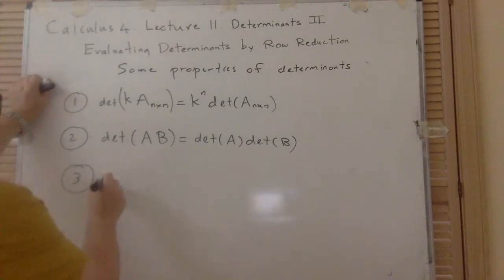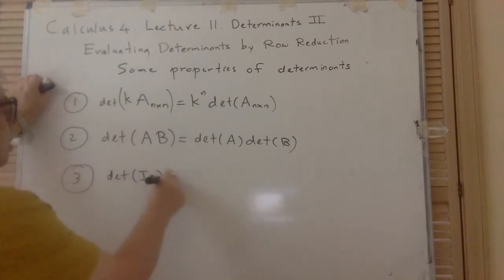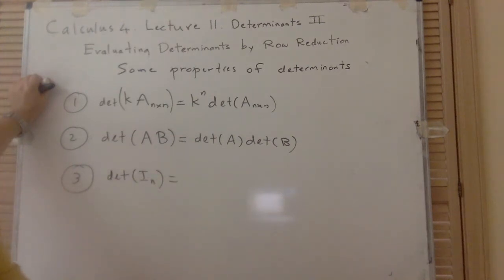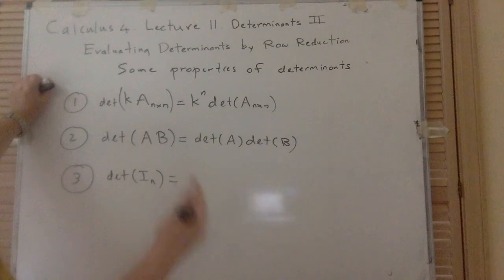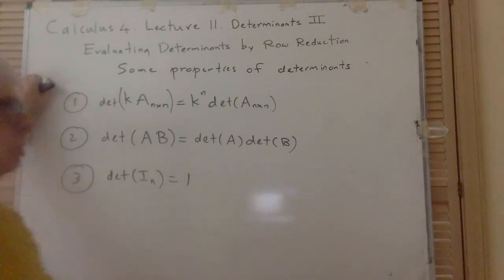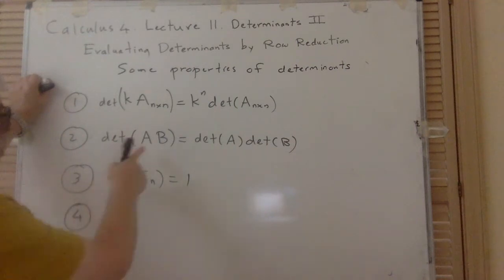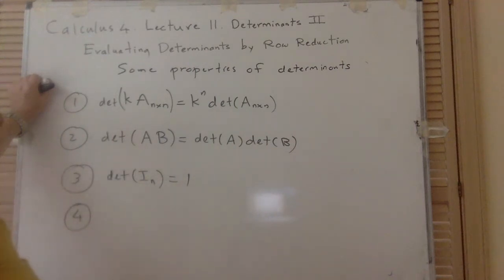So number 3 is this. First of all, we know the determinant of I_n is what? That is like an upper triangular matrix, right? So it is the product of the diagonal terms. What are the diagonal terms of this? 1, 1, 1, 1, 1, 1. So it is 1.